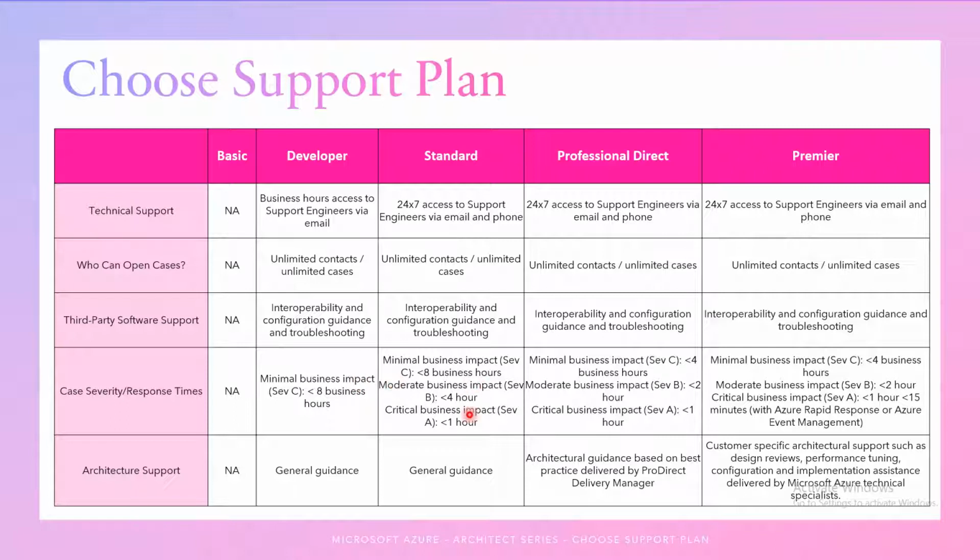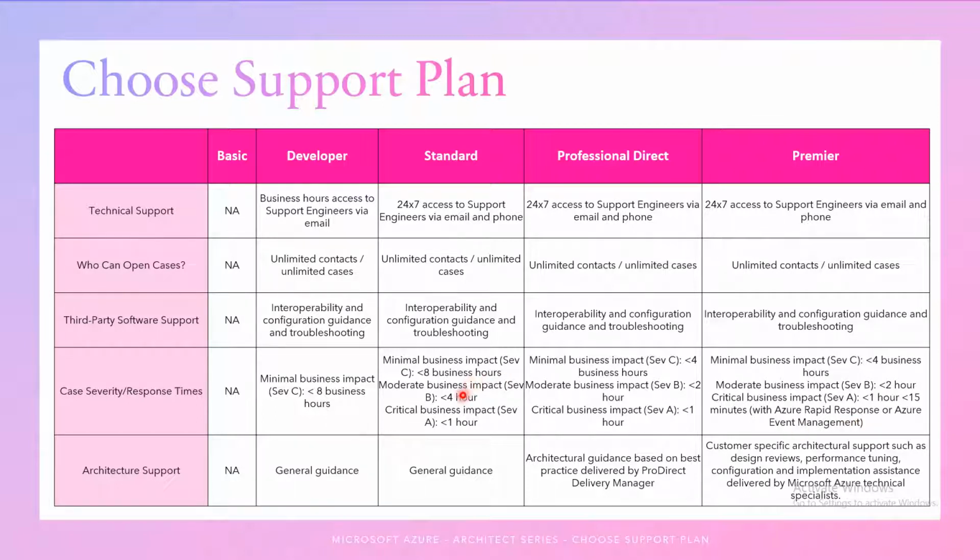Here you can have 24/7 access, even if you are raising a severity A ticket or severity B ticket. These are all 4 hours, 1 hour support. Even in the midnight, if you are raising a case, they will respond back immediately. So you have the option to raise critical business impact severity A or severity B tickets in standard and professional direct. Whereas in Premier or the unified support, you also have the option to have 15-minute support with the Azure Rapid Response Center. Okay, this is available here.